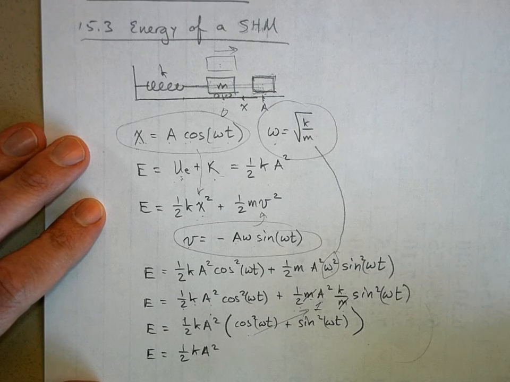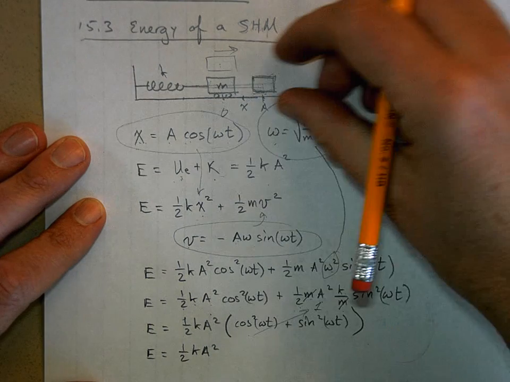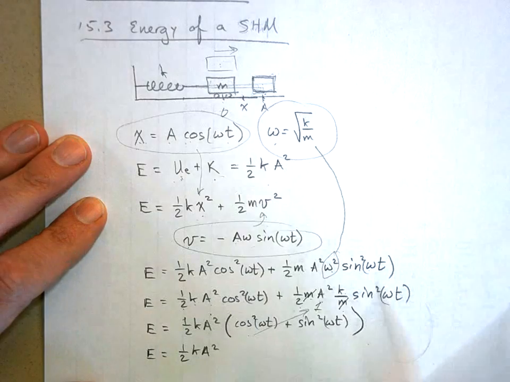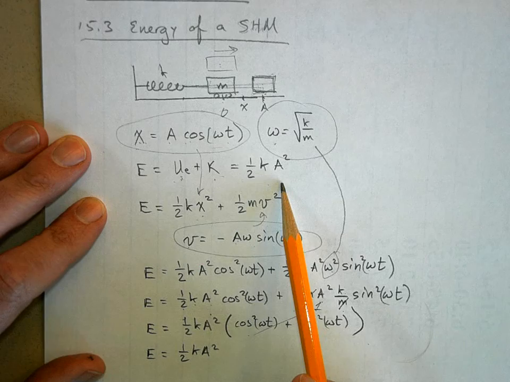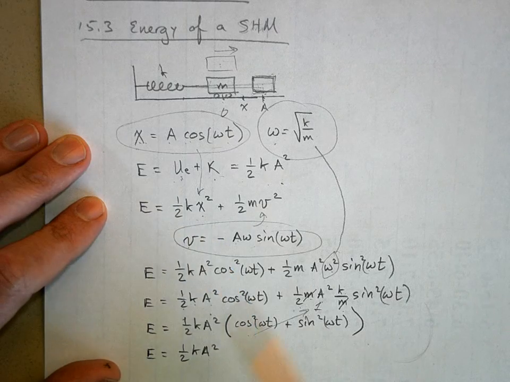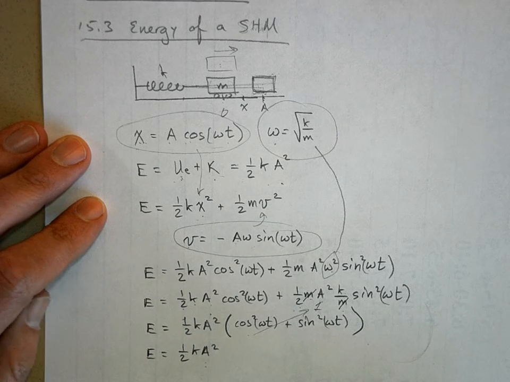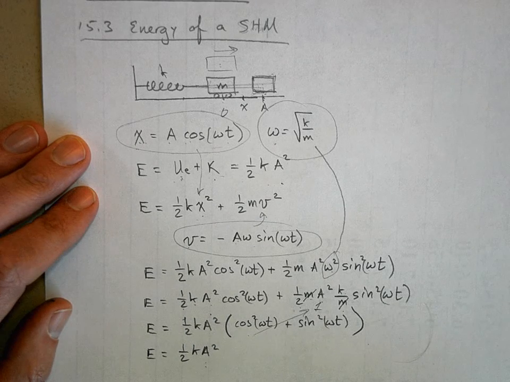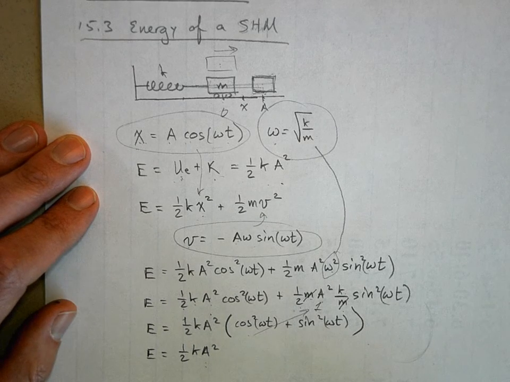We said, hey, look, if I pull this thing all the way out, how much work did I do? Well, I did 1/2 K A squared. Well, what this is saying is that no matter where I am in here, I've got the same total mechanical energy, 1/2 K A squared. Okay, so that's pretty cool.